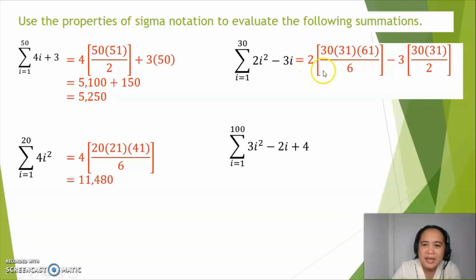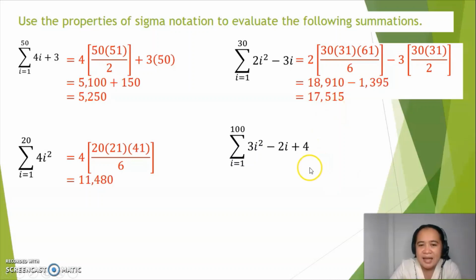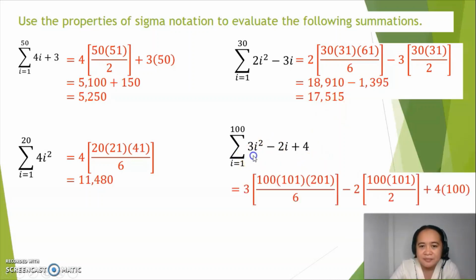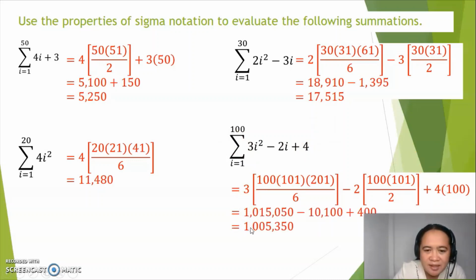Another. This is 2i squared minus 3i from 1 to 30. So this would be 2 times 30 times 31 times 61 over 6 minus 3 times n times n plus 1 over 2. So simplifying, we will get 17,515. And the last, we'll have here 3 times 100 times 101 times 201 over 6 minus 2 times 100 times 101 over 2 plus 4 times 100. So simplifying, we will get 1,05,350.